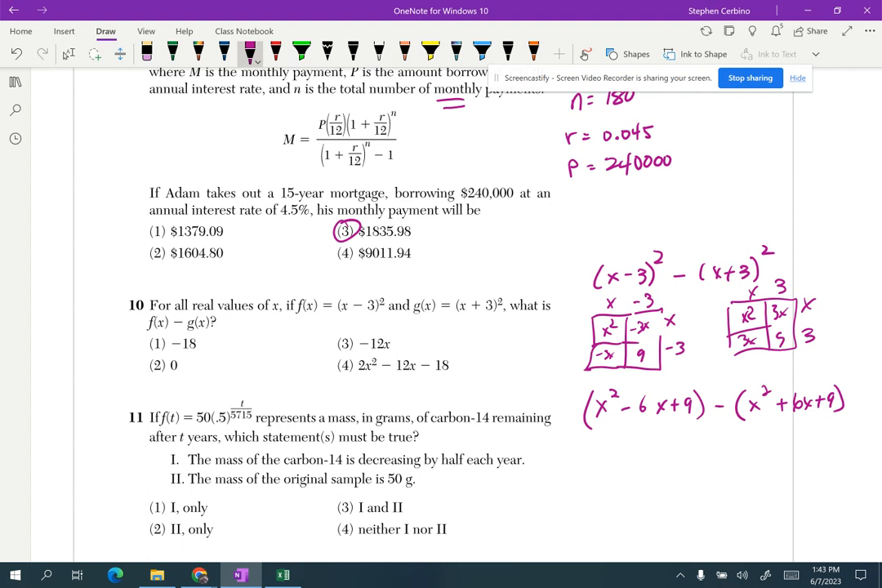Now, the thing that some students are going to do here is they're going to forget that when you subtract, you're distributing that subtraction to everything. So this is going to become x squared minus 6x plus 9 minus x squared minus 6x minus 9. The x squareds are going to cancel. The 9s are going to cancel, and you're left with negative 12x.